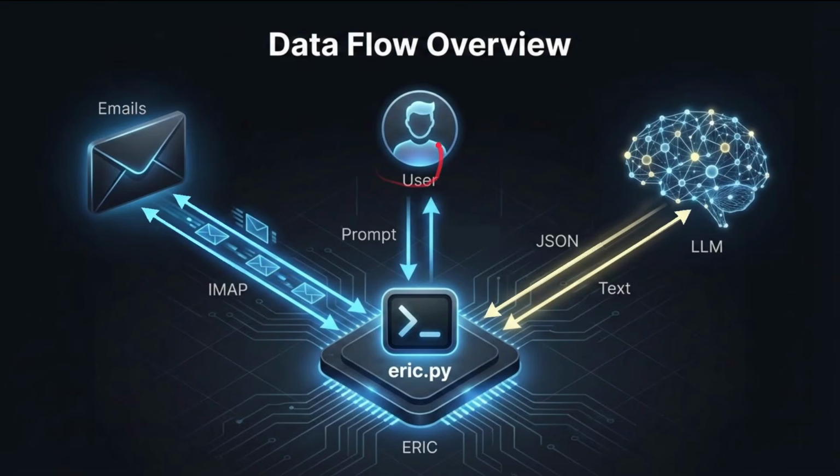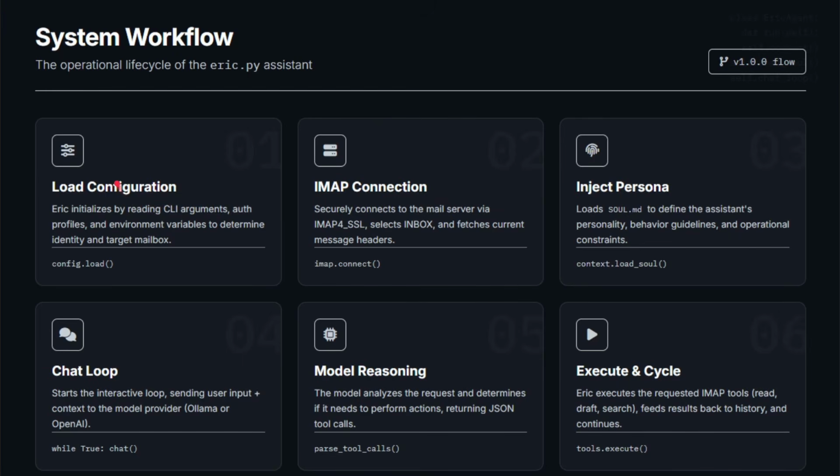So you've got the user, you've got the Eric script, you've got your emails, and you've got the large language model. Now, the way Eric works is like this. It starts off by loading up the configuration, some authentication information maybe, and other things like all the flags that you pass in. It then makes a connection to the mailbox over IMAP. It then reads in this file soul.md, and that's an idea taken directly from OpenClaw. Basically that gives it the personality and behavior guidelines and tells it what it can do. And then it uses that as part of a prompt that it sends to the large language model, and it does that in a loop.